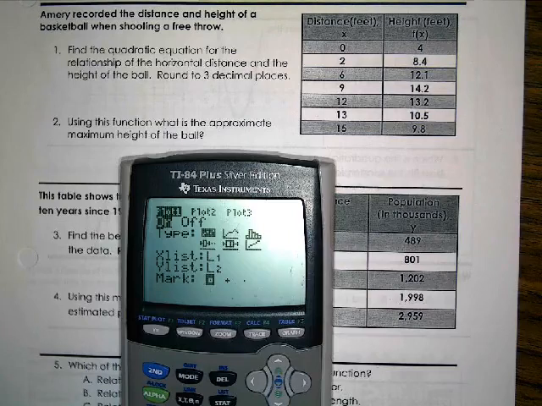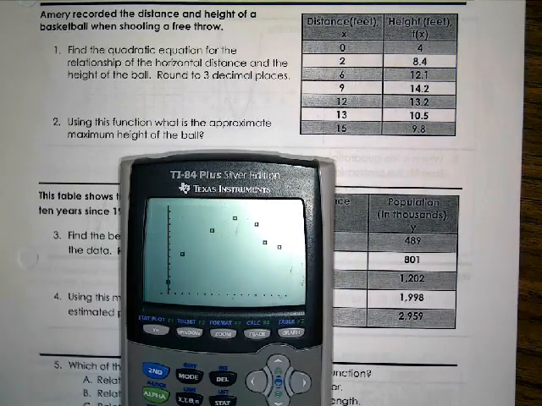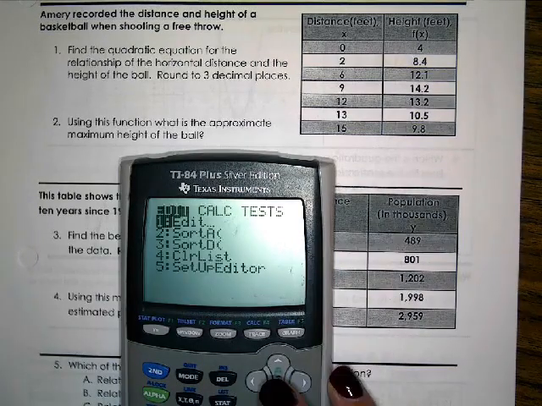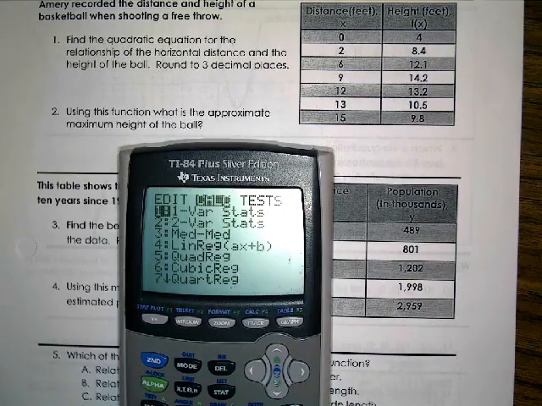Now that I can see all the points, I want to figure out what my equation is. So how do I figure out what my equation is? Press the stat button. Go over to calculate. Number 5. It's going to use the first list for my x values, the second list for my y values.